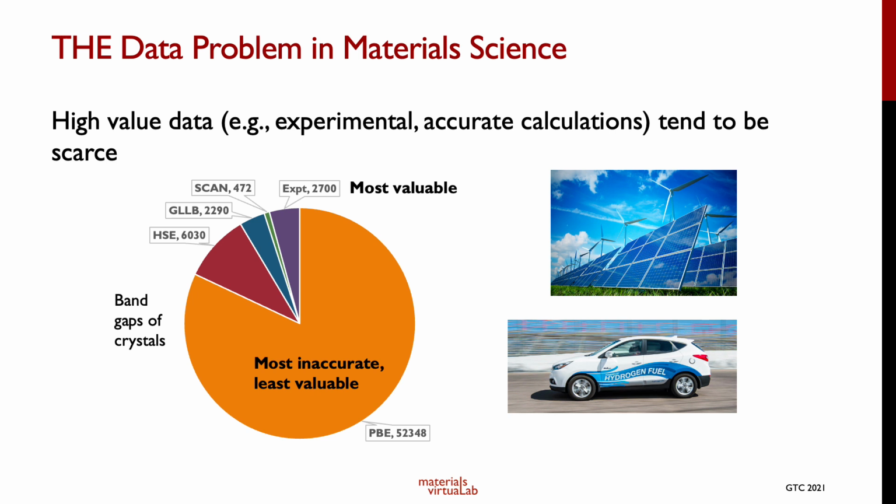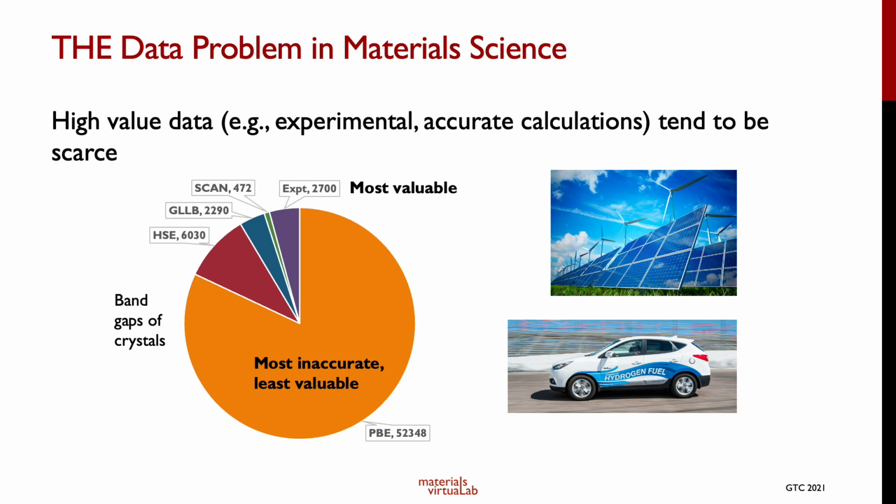So if you look at this pie chart over here, you will see that we have actually a reasonable amount of data on band gaps of materials that are computed using this method known as the PBE functional. Now, this functional is well known to be quite inaccurate, but hence it is also the least valuable. However, it is also the cheapest way in which you can calculate the band gap of a material.